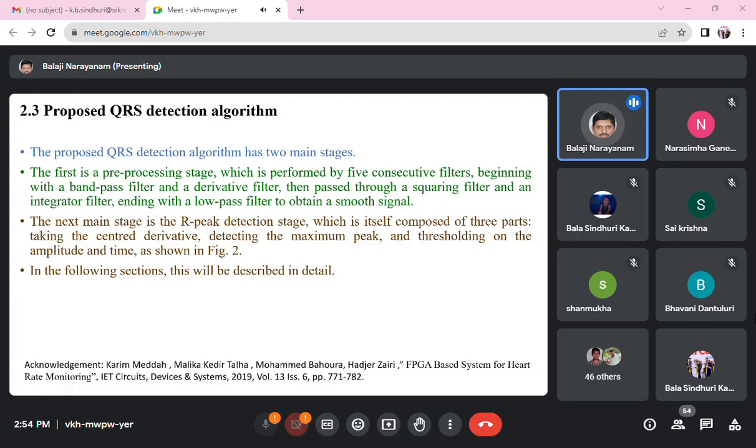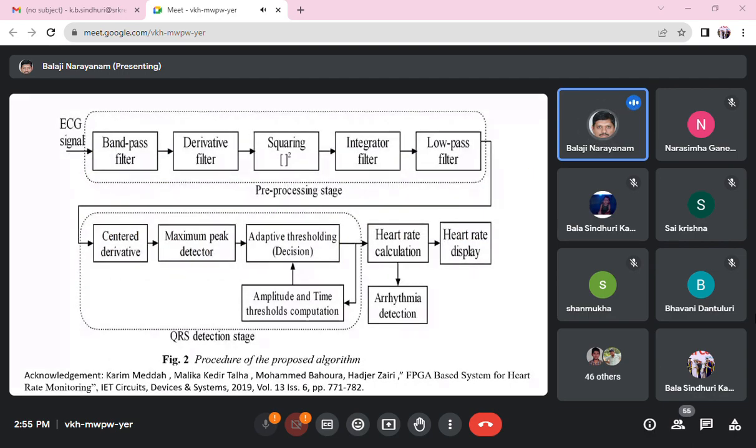So this QRS detection algorithm has two main stages. The pre-processing stage, which I already told you is used for removal of noise, has 5 consecutive filters. The next main stage is the R-peak detection stage, which itself is composed of 3 parts: taking the center derivative, detecting the maximum peak, and thresholding on the amplitude and time. These are shown in this figure. So we have this procedure of the proposed algorithm.